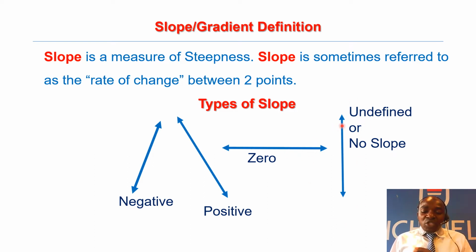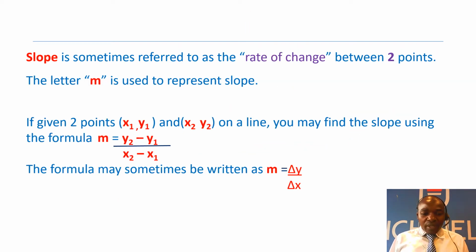So we have got a situation of undefined slope when we have got a line or our linear equation that runs parallel to the y-axis or runs along the y-axis, vertical along the y-axis. So when we calculate the slope of such a line, we're going to get an undefined or no slope at all. As I mentioned, a slope is sometimes referred to as the rate of change between 2 points.